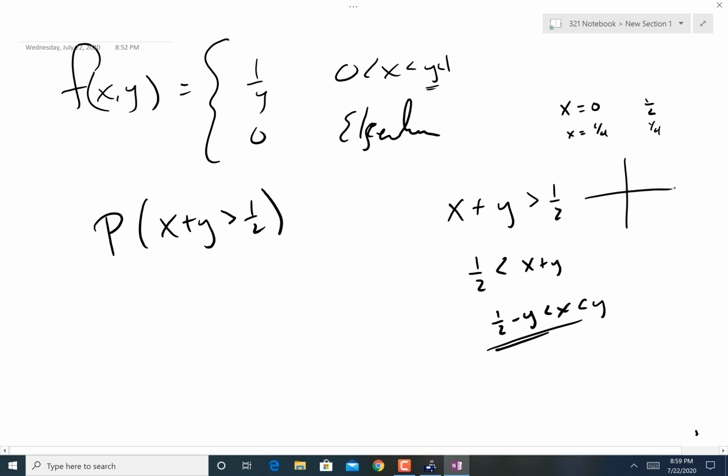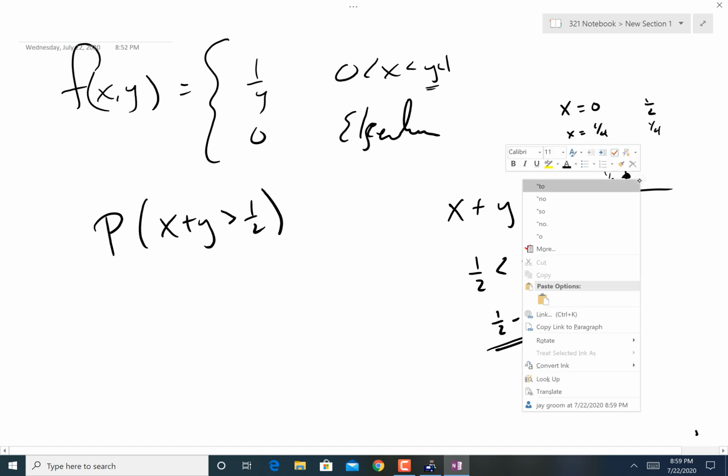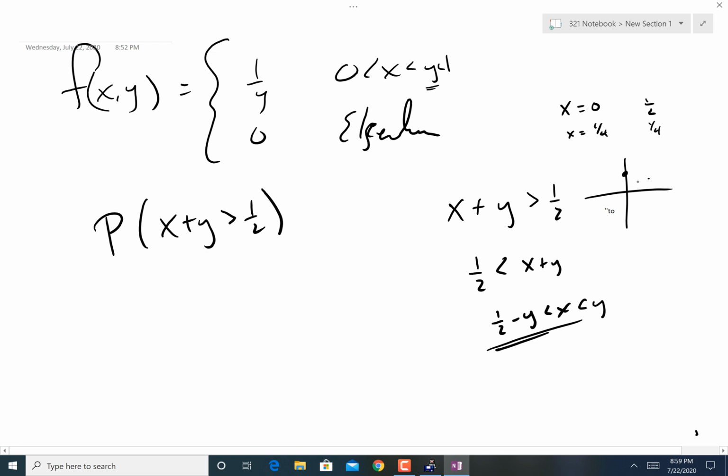Okay, well, if I do that, 0, a half is here. 0, a quarter is here. Oh, damn it. There and there, rather. Okay. And then, of course, you get half and 0 right there, right? So what is that line? Well, that's the line half minus y, like that. And then clearly we're also talking about the line y equals x, right? That is this line here, y equals x. We're talking about the region in between them.